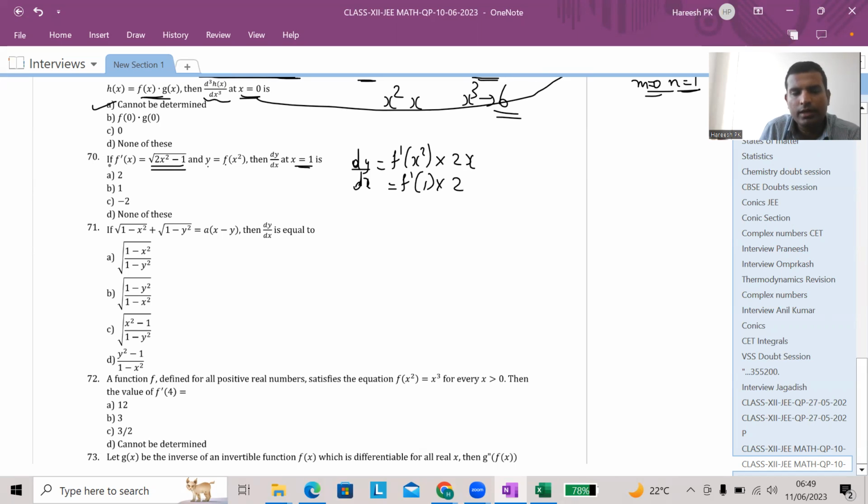Now for finding f dash 1, they have already given this. So here just substitute x as 1. So f dash 1 you'll end up getting as 1 into 2. So the answer is 2. Very easy question.